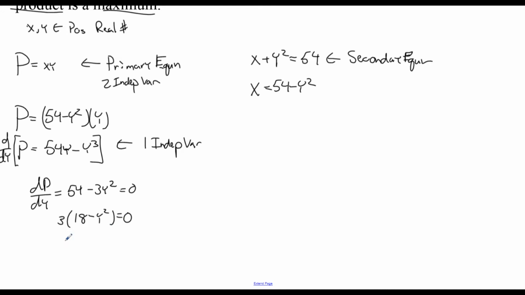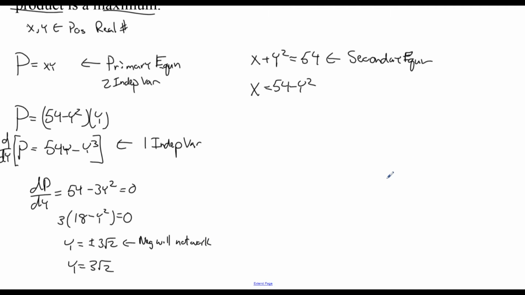My values for y that make that equal to 0 will be the square root of 18, which would be plus or minus 3 square root of 2. Yeah, that's what it's going to be. Obviously the negative one won't work. The positive one will. So we only have one value that makes sense in the context of this problem, and that's y equals 3 square root of 2.